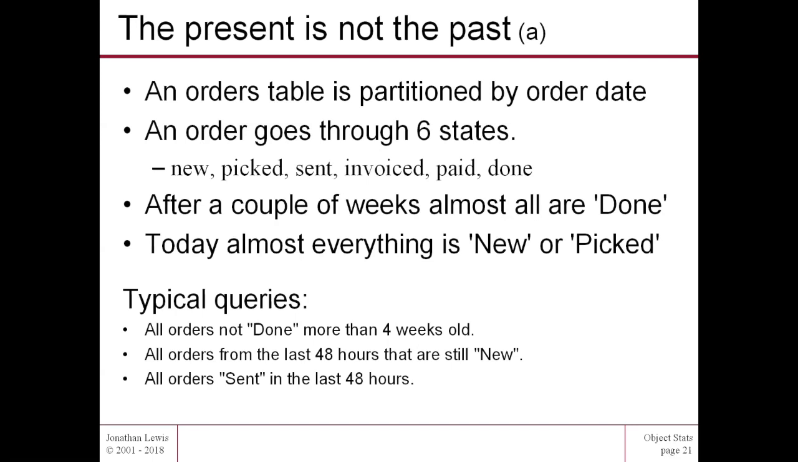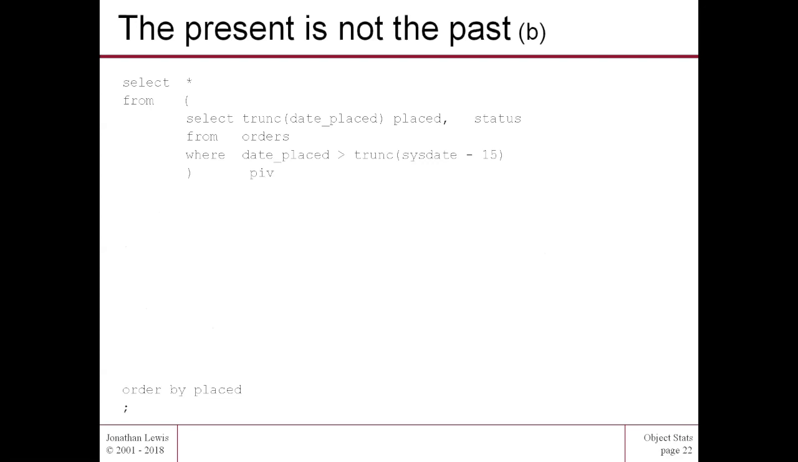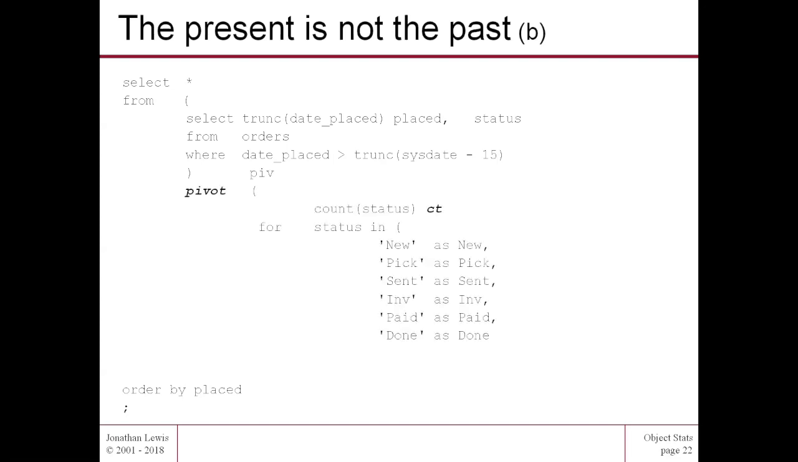I'd just like to run up a quick query. I created some data just as an example. I'd like to run up a quick query to show you a picture of the type of thing that actually physically exists within a database, within a table of this type. So I'm just going to do a trunc of the date placed and the status from the orders table. Then I'm going to create a pivot which says, put these 6 different statuses into 6 different columns and just show me a count of each status.